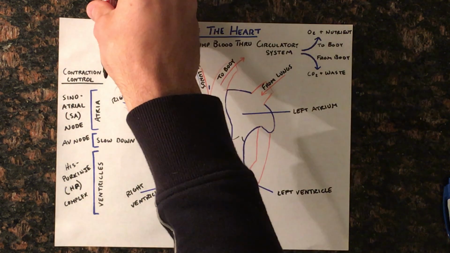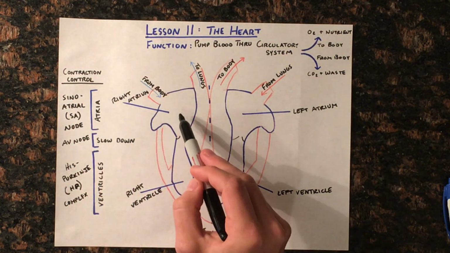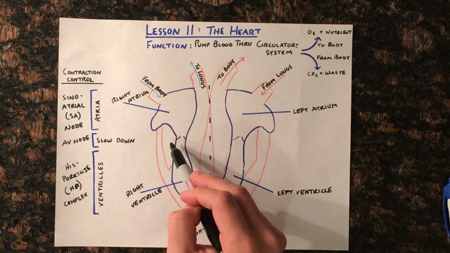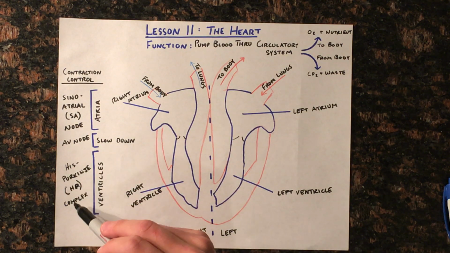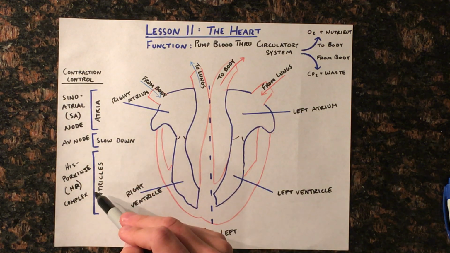So this signal has now traveled from your brain to the sinoatrial node to contract your atria. Your atrioventricular node has slowed that signal down. And then your His-Purkinje, or HP complex, is going to contract the ventricles. So this first, this second.